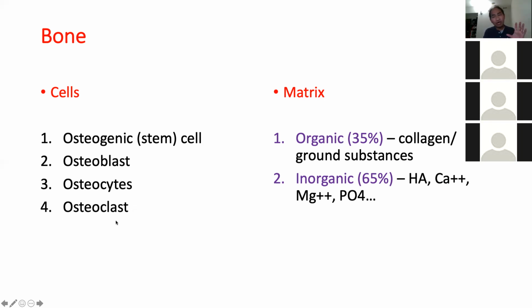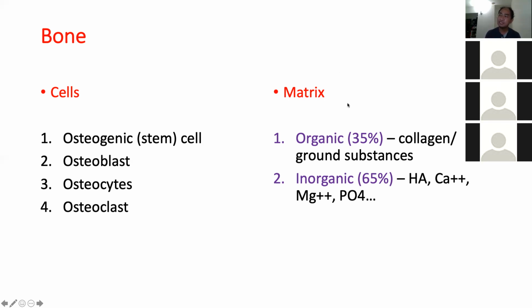So osteoclast, the job is for bone resorption. Osteoblast is for bone formation. So there needs to be a balance. And if there is no balance, we will have a problem, and that problem is called osteopetrosis, which we have seen in the X-ray. Let's look into the bone matrix.